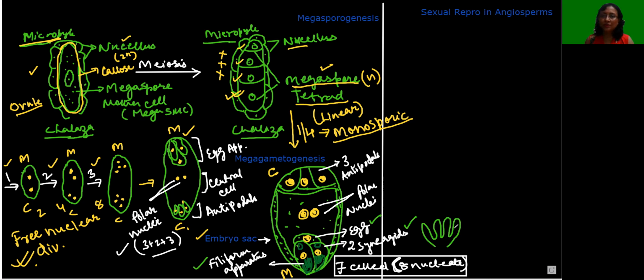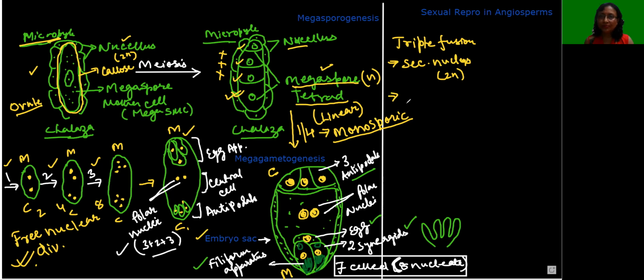The functions of all these cells are different. Antipodals, not much function known, but the rest of the cells have functions. The polar nuclei present in the central cell will take part later in double fertilization, in triple fusion. In triple fusion, these 2 polar nuclei, just before fertilization, fuse to form a secondary nucleus which is diploid. And with that, the male gamete fuses.